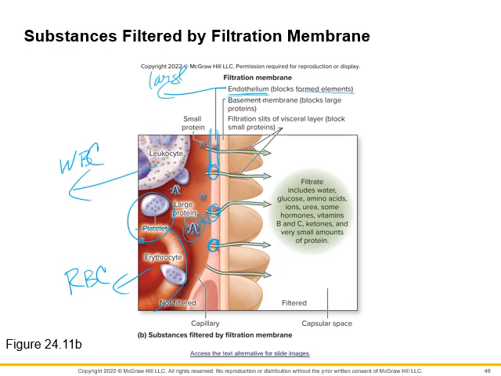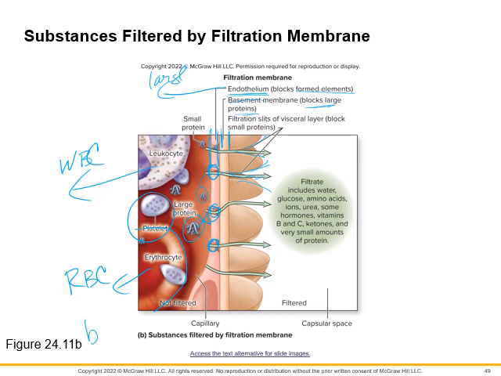Then we can see there's a basement membrane here. This basement membrane protects against any large proteins moving through. And then we can see the filtration slits that are created by the podocytes, and that's going to block small proteins from being able to make their way through.